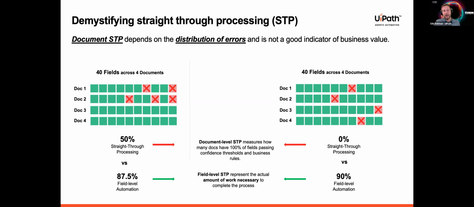Certainly, there's not 0 value in automating 90% of the fields. So STP isn't a great measure, but the field level automation, or field level STP, if you will, is a good measure of the human effort reduction we see.